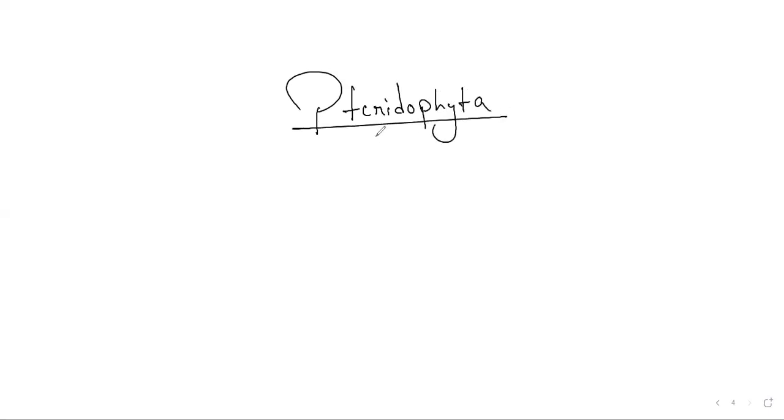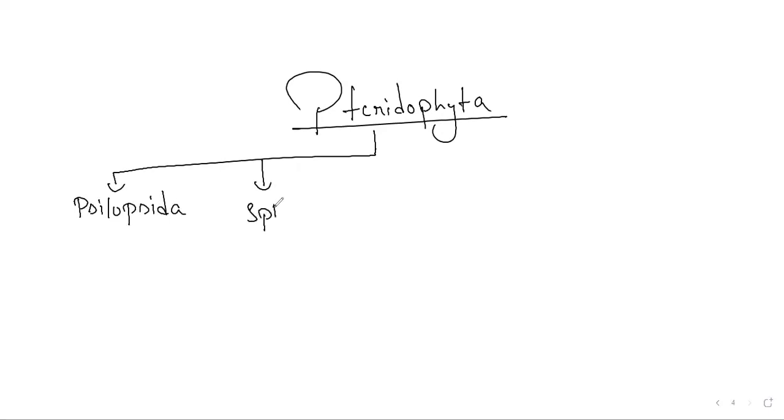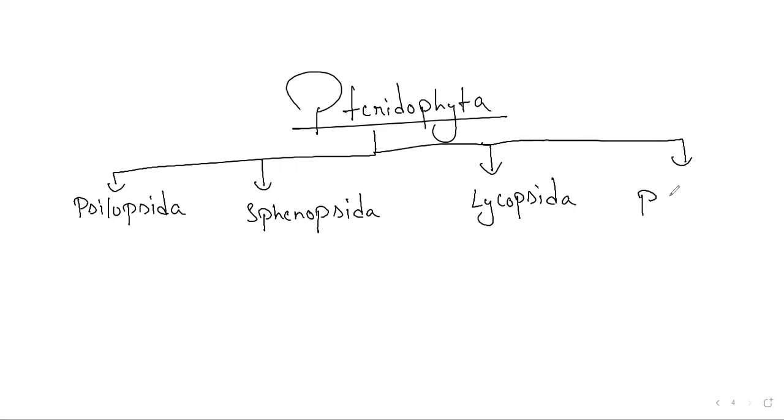And next it is Pteridophyta. So the Pteridophyta consists of Psilopsida, Sphenopsida, Lycopsida, and Pteropsida, or Pterophyta. And coming to the examples, it is very easy to remember the examples.